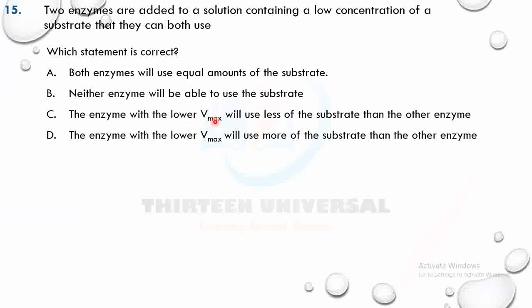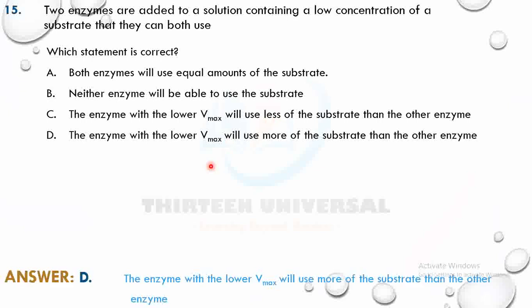So low Vmax means low enzyme affinity, so it's going to need more substrate. But if the enzyme has high Vmax, it requires less substrate to reach its Vmax.